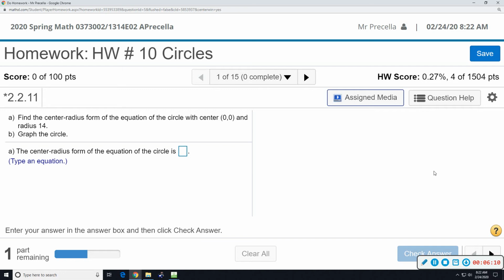So, problem number 1, first thing says find the center-radius form of the equation of the circle with center 0, 0. So there's the h, k part, and the radius is 14. So problem number 1, let me write it down. The center is 0, 0. Oh, my pretty blue pen is dead.